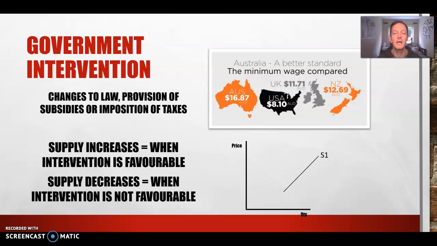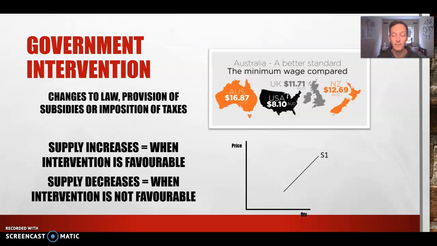So, for example, if the government were to increase the minimum wage, which is the lowest amount that an employee can be paid, if they were to increase that, what is the effect on supply? I want you to pause the video, go back over that question if you weren't sure of it, and make your prediction what's going to happen to the supply curve.